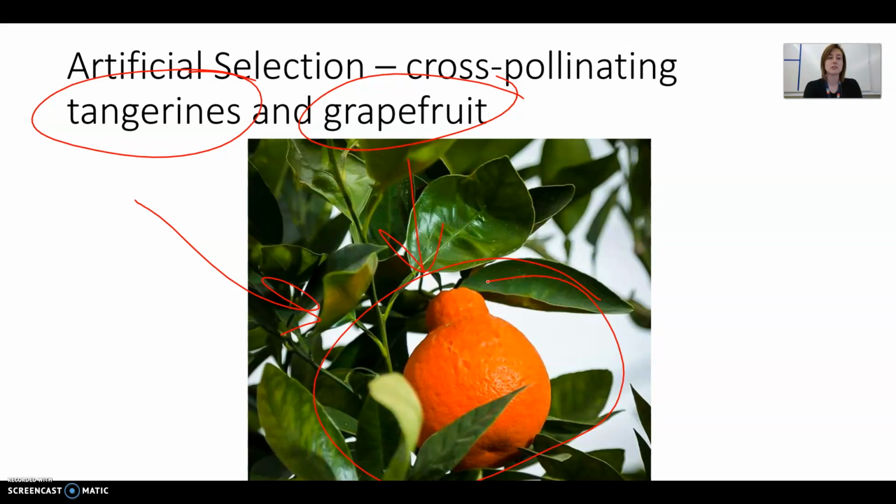So that's artificial selection as well, because maybe you like the flavor of the tangerine and you want to combine it with the size of the grapefruit or something. So when there are two different species that have traits that you want combined into one, you can combine them, but only if they're closely related enough. So that is also artificial selection.